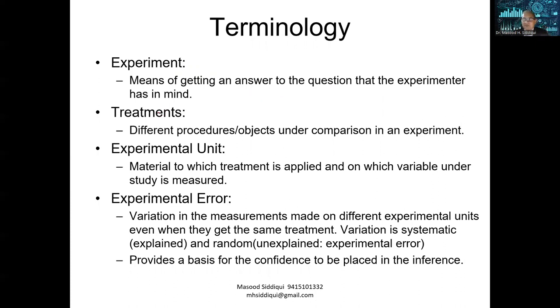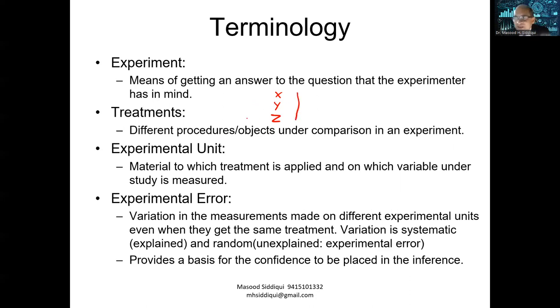The next one is the treatment. Treatment is the different procedures or objects under comparison in an experiment, right? As we have taken the example, suppose we are giving tonic X, tonic Y, or tonic Z, and we have to find out whether a particular tonic has an impact or not. So these are the different procedures or the objects under comparison. So they form the treatment.